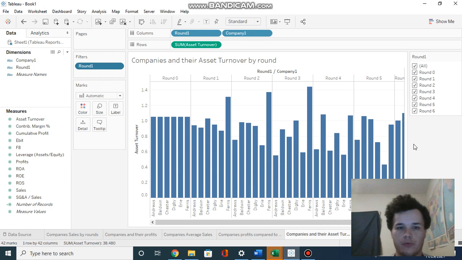The final sheet we will examine is companies and their asset turnover rate by round. As you can see in the beginning, all teams were relatively similar in their performance, but as time went on, Team Andrews' asset turnover began to tumble as we were not utilizing capacity effectively, and were continuing to invest into productive capacity that our team did not need.